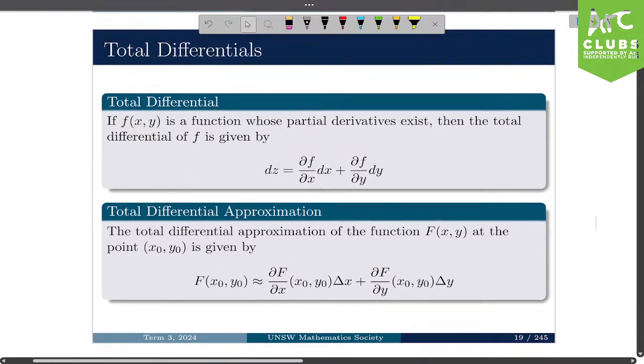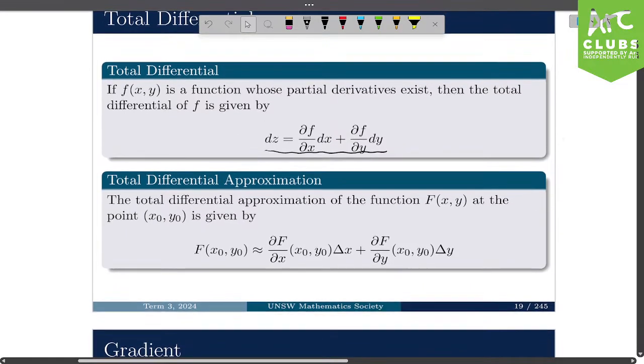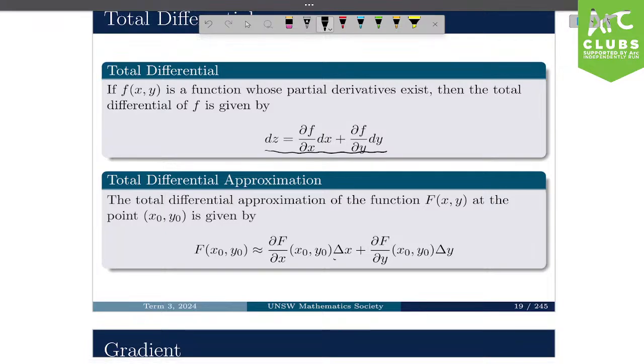So for a total differential, if f of x and y is a function whose partial derivatives exist, then the total differential of f is given by the sum of these. And the total differential approximation of the function f(x, y) at the point (x0, y0) is given by a slight manipulation of the total differential, where we also include the delta of the change in x and the change in y.